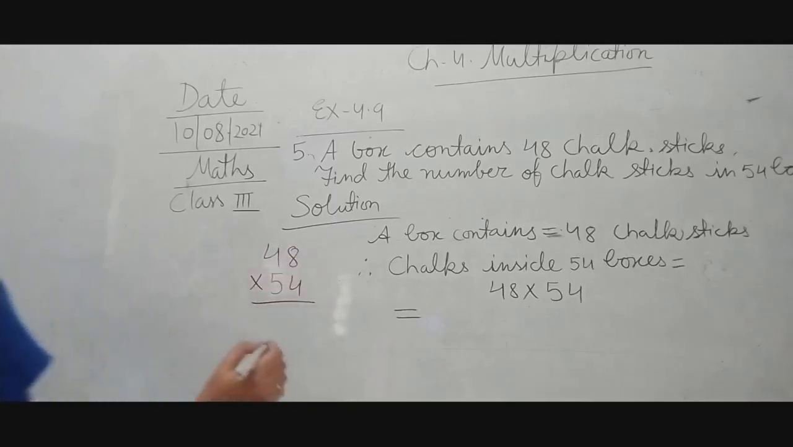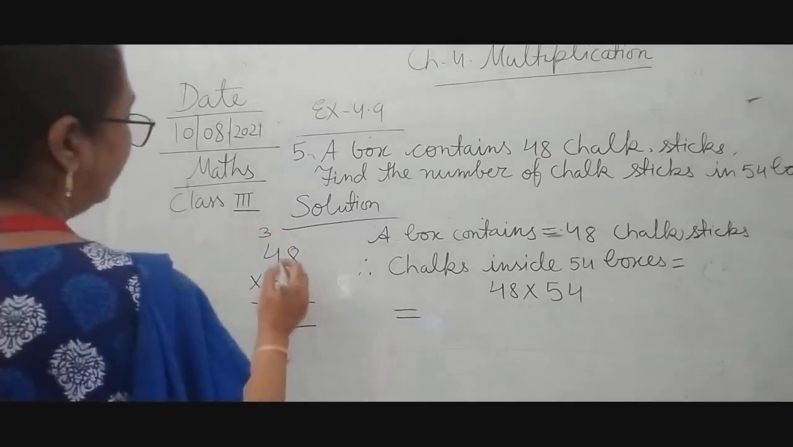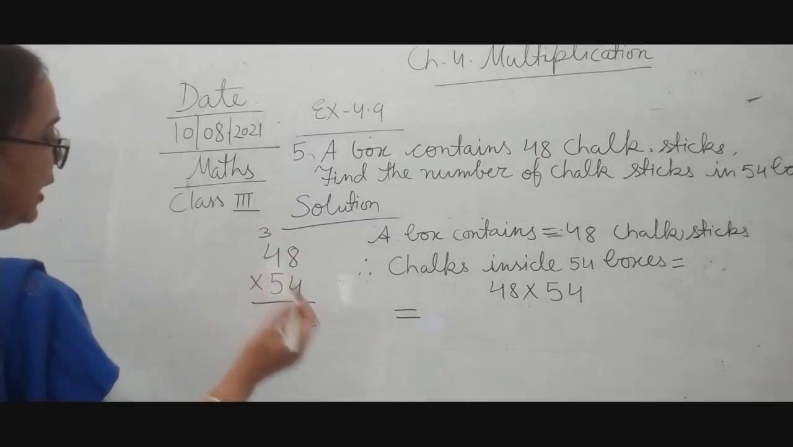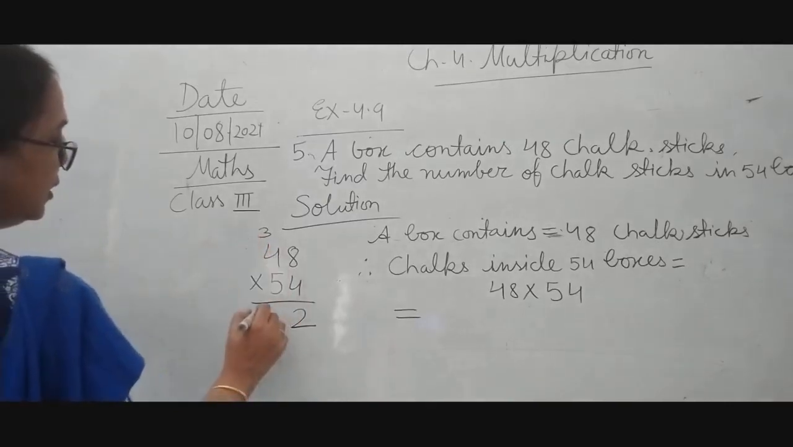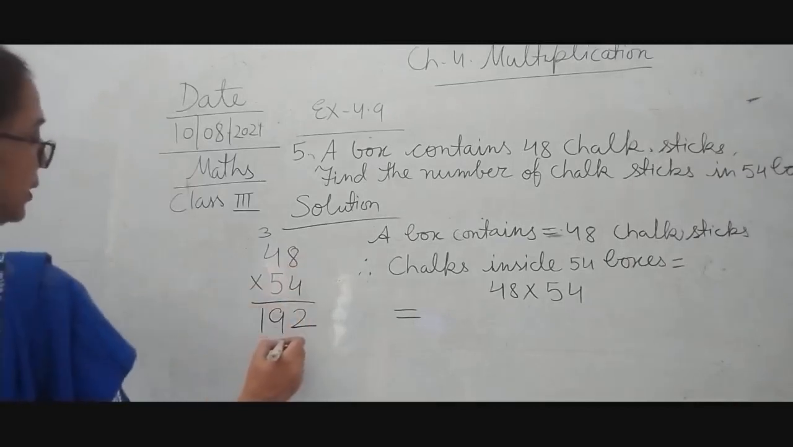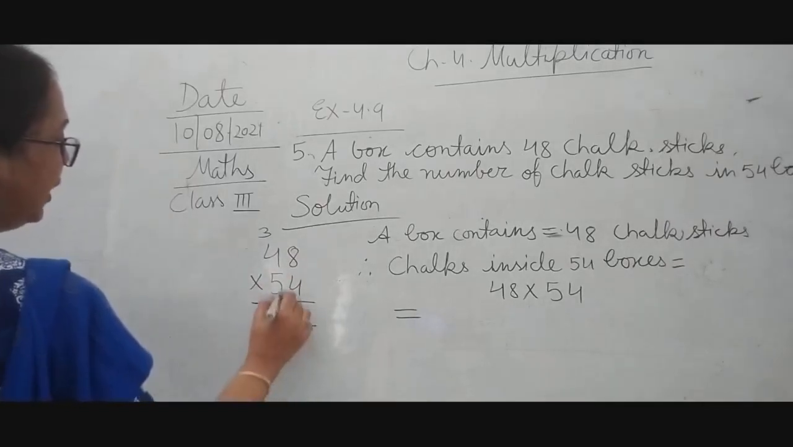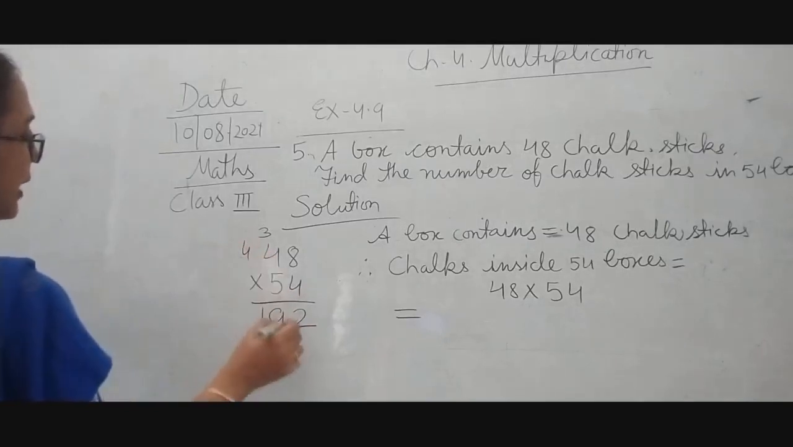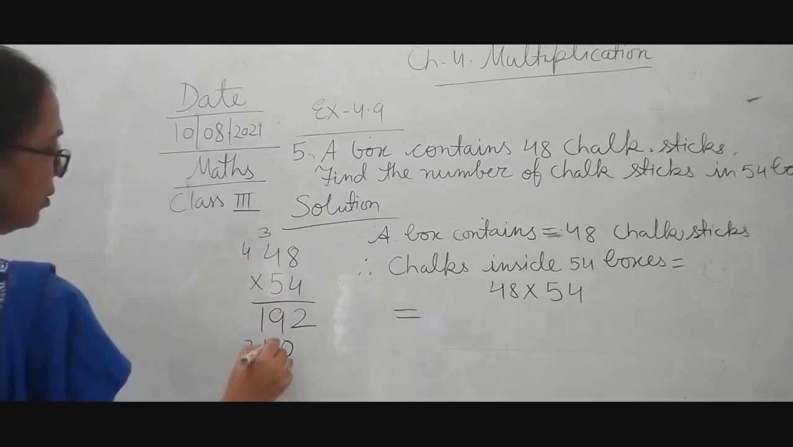8 1s are 8, 8 2s are 16, 8 3s are 24, 8 4s are 32. So 3 here we will get carry over. 4 4s are 16, 4 1s are 4, 4 2s are 8, 4 3s are 12 and 4 4s are 16, 17, 18, 19. So we will get 19 over here. 5 8s are 40, 4 will be carry over. 5 4s are 20, 20 and 4 is 24.